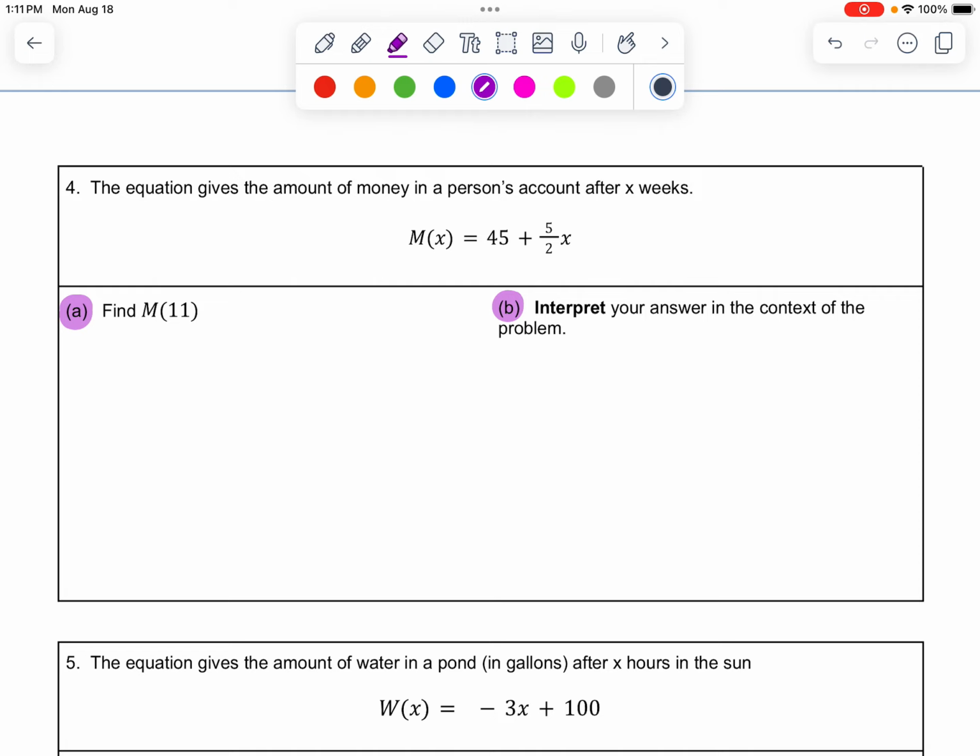So it's important to read the directions because the directions will tell you what labels to use for X and what to use for Y. Problem number 4 says the equation gives the amount of money in a person's account after X weeks. X is weeks. It's telling me that. So when I am ready to interpret, I'm going to know that my X is the weeks. And since the problem says it's giving us the amount of money in a person's account, it tells us that the only other variable, Y, has to be the amount of money.